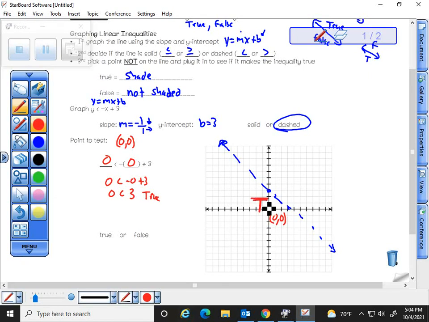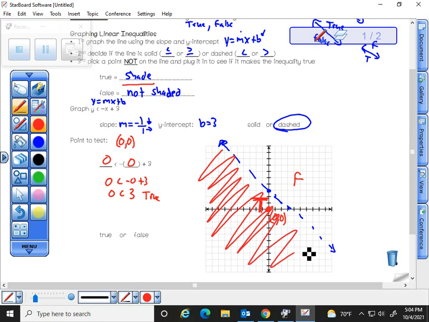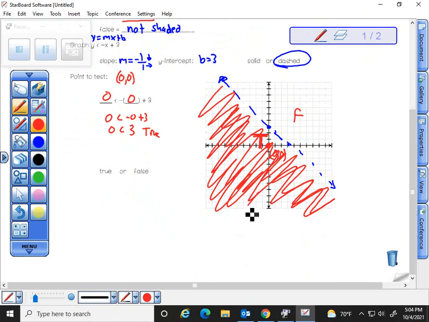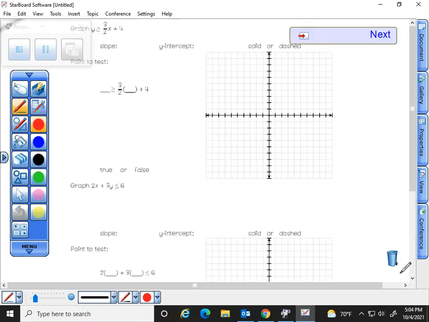And since I have a true statement here, that makes the other side false, and I always shade the true side. So just shade this side. That means any point in that shaded region will make the original equation also true. So everything that is shaded is with the 0, 0, and that side was true. All right, let's do a few more.